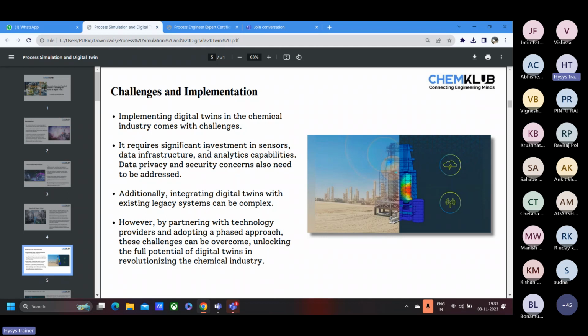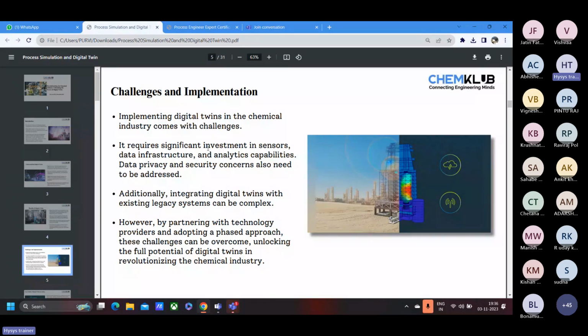I think that's why many companies are now encouraging young people to take up simulation or digital twin courses so that they can upskill themselves. So this is something that can be the challenge.